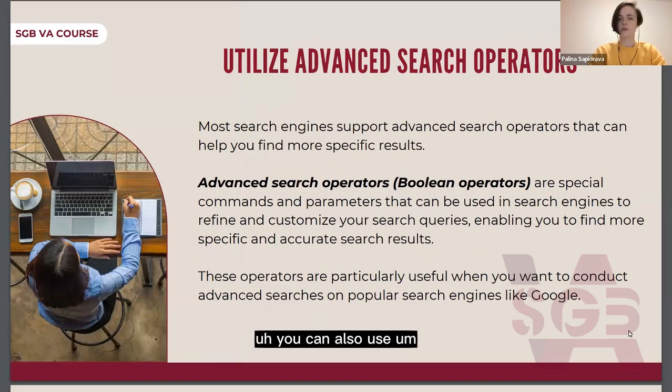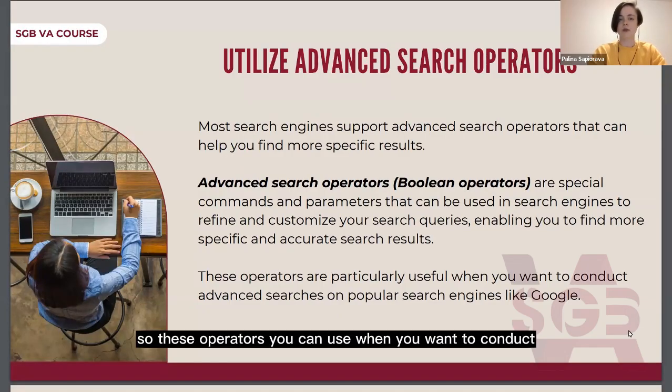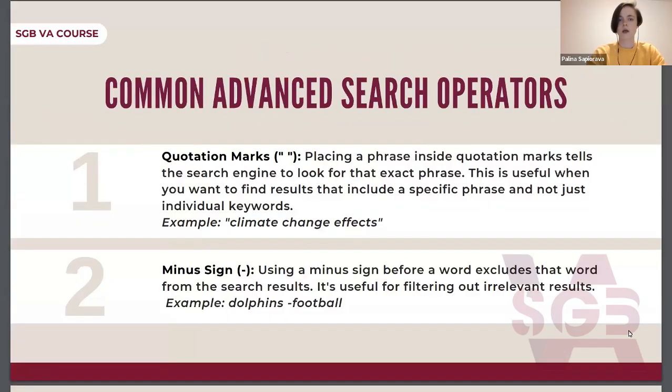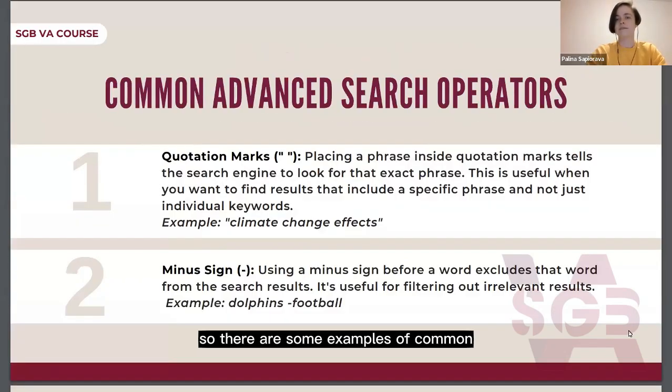You can also use advanced search operators that can actually help you find more specific results, for example, so-called Boolean operators. There are special commands and parameters that can be used in search engines to refine and customize your search queries and enable you to find more specific and accurate search results. So these operators you can use when you want to conduct advanced searches on popular search engines like Google. There are some examples of common advanced search operators that you can easily use.